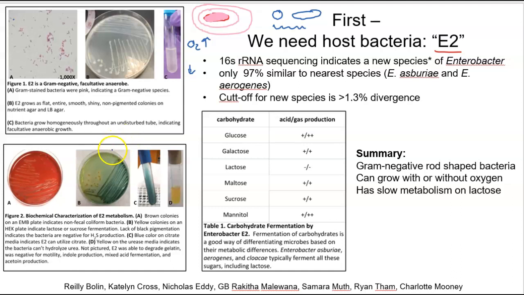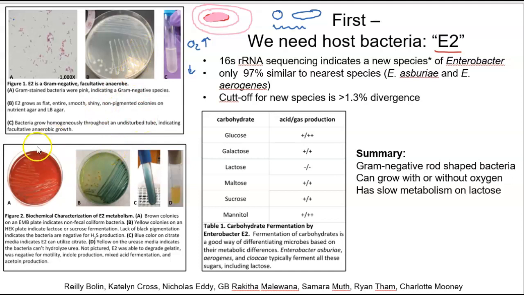This plate has sucrose in it, and if the bacteria can break down sucrose, then it produces acid, and that changes the pH, and so you get a yellow color, which ours does. And it also has another test in here, so this is a twofer, where if the bacteria can use sulfate as an alternative electron acceptor, then you get hydrogen sulfide produced, and that forms a black color.